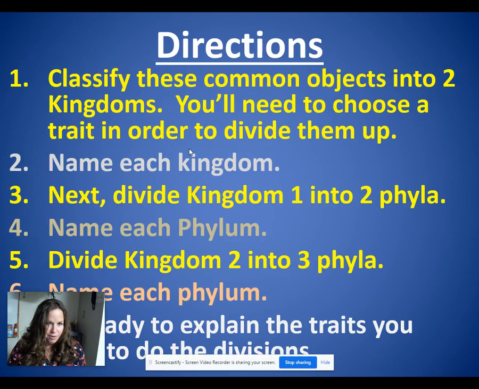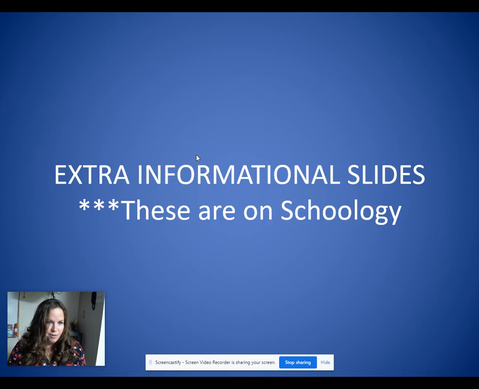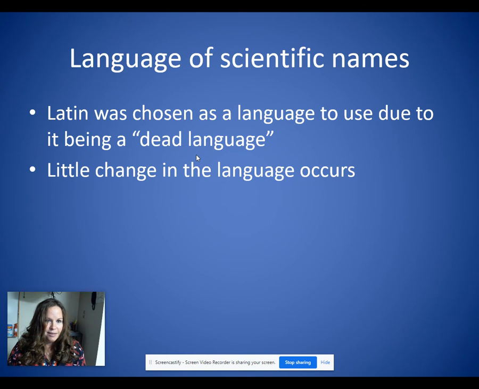All right, I'm going to go through a few of these slides. Okay, so the language of scientific names can be kind of confusing. They're usually written in Latin and Greek. That's because Latin is an old, dead language. It doesn't change much. There's no real slang or anything.